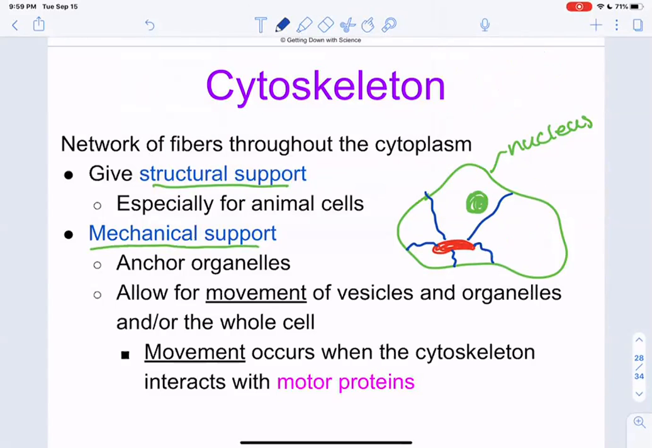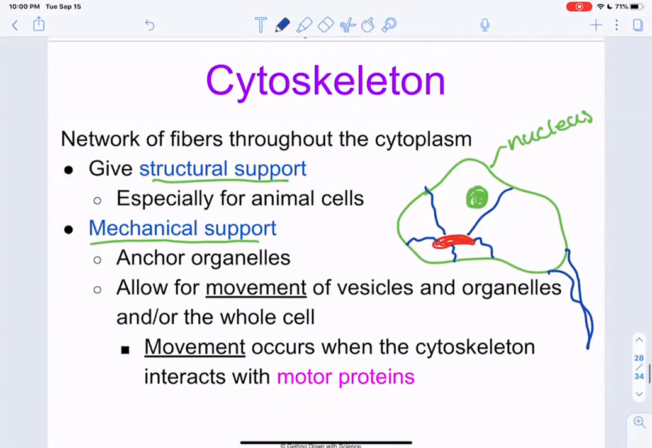What the cytoskeleton does is anchor organelles. It allows for the movement of vesicles throughout the cell, and it allows for movement to happen with motor proteins. This allows the cell to move around in our bodies, and this might include flagella, and we'll talk about the other type in just a moment.